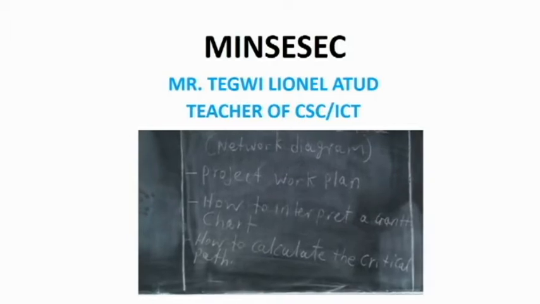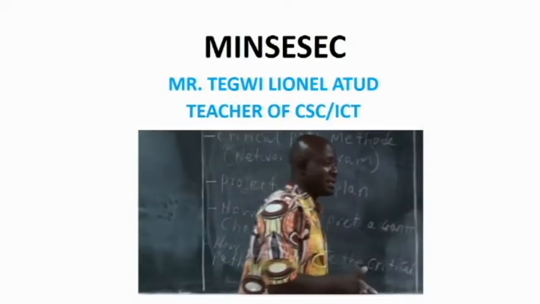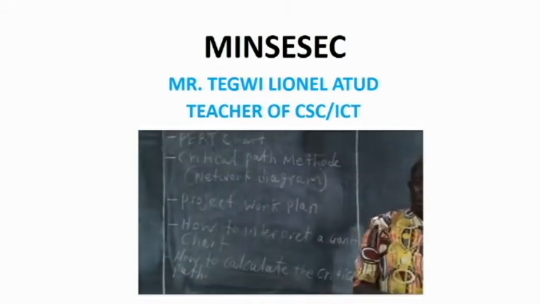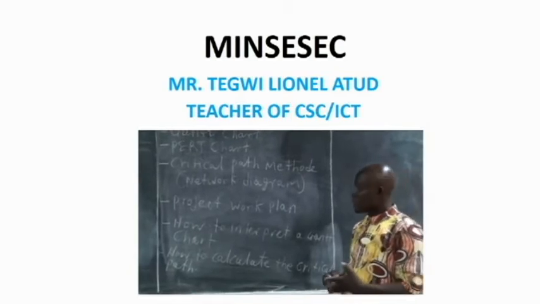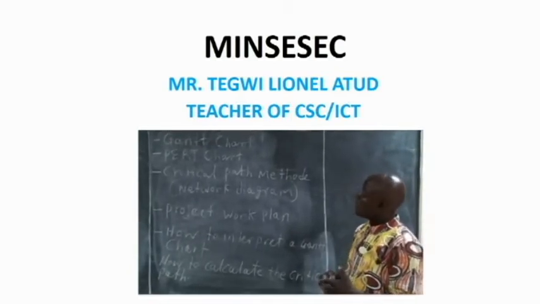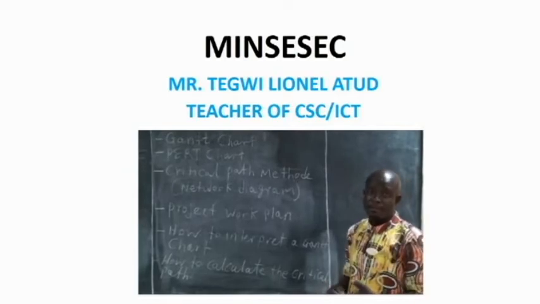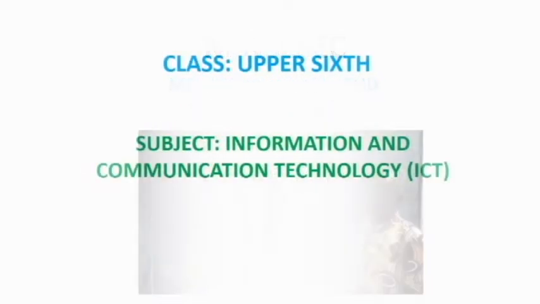So, sit well, be attentive, take a pen and your notebook in order to take down some few points which will enable you have a successful class. We are going to focus today on the upper sixth class, and our subject today will be Information and Communication Technology, abbreviated as ICT, subject code 9795.